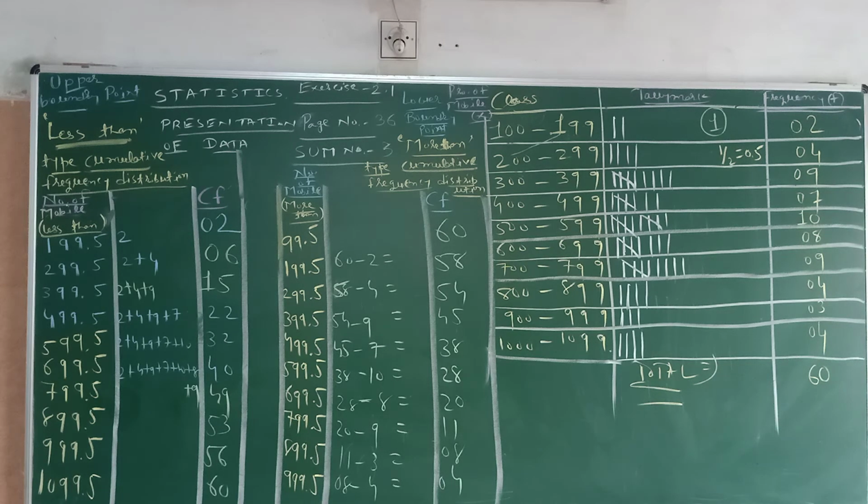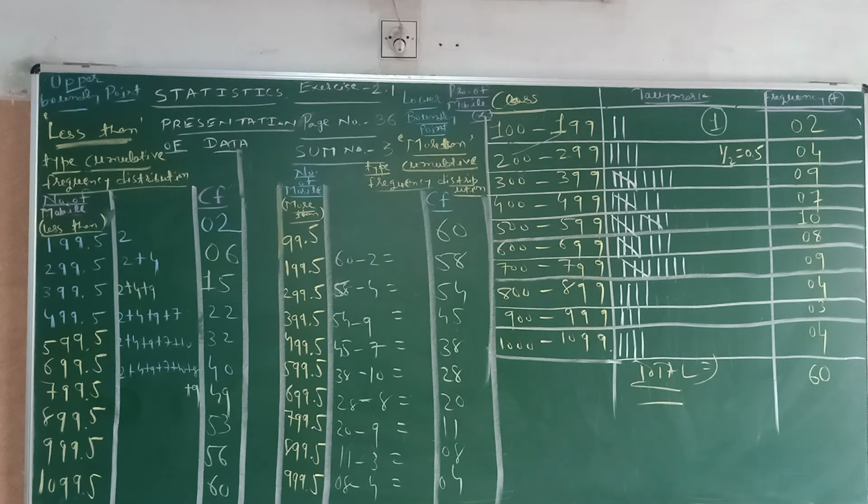Next is 399.5 or less than 399.5. It covers three classes, that is 100 to 199, 200 to 299 and 300 to 399. So we do the total of all the frequency of all the three classes, that is 2 plus 4 plus 9. So the cumulative frequency is 15.